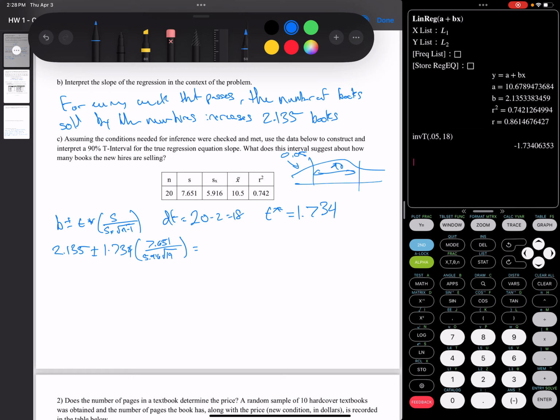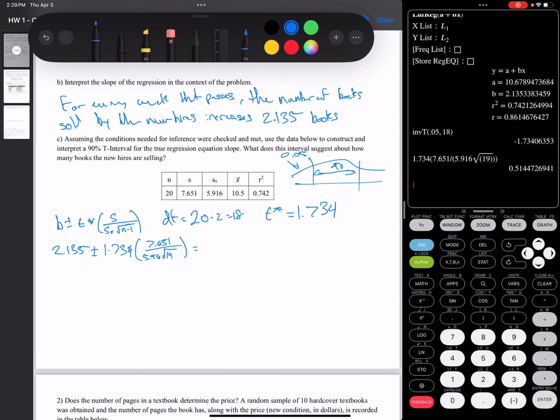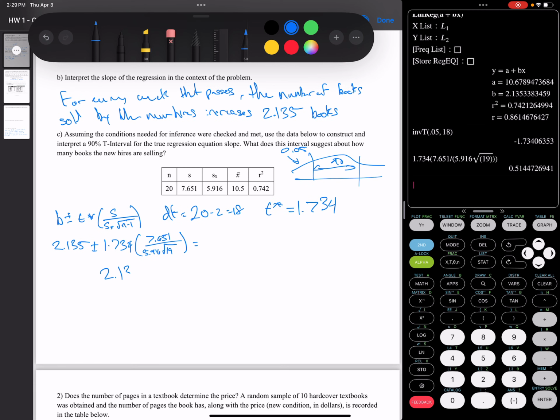Wait, let me just do this real quick. 1.734 times 7.651 divided by 5.916. Is that what it was? Yeah, 5.916. Times the square root of 19. And hit enter, and we get 0.5145. So we get 2.135 plus or minus 0.5145.